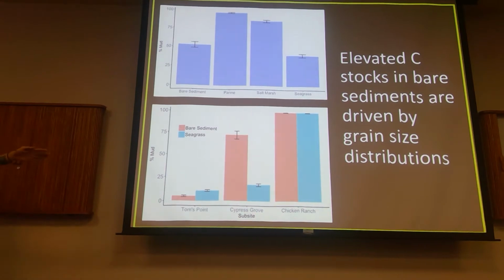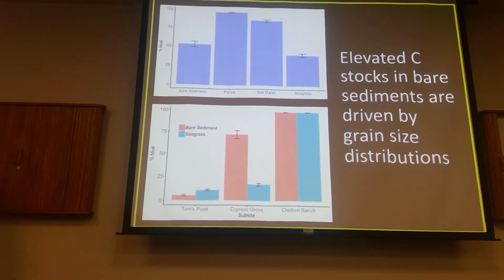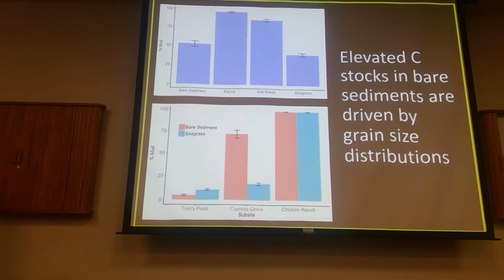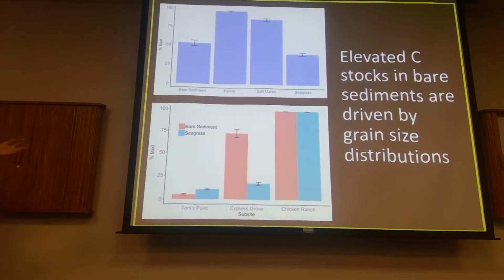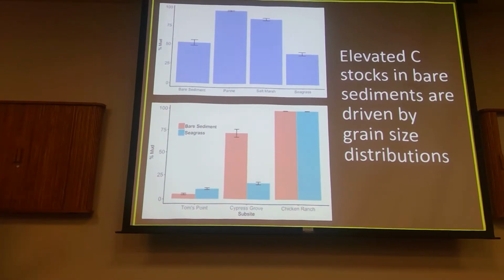But we actually had this really anomalous site in Cypress Grove, which I think when you exclude that from all of our bare sediment data, it does show the opposite, such that the seagrasses are actually storing more carbon than the bare sediments. But I chose to leave it in because it's still a real trend.